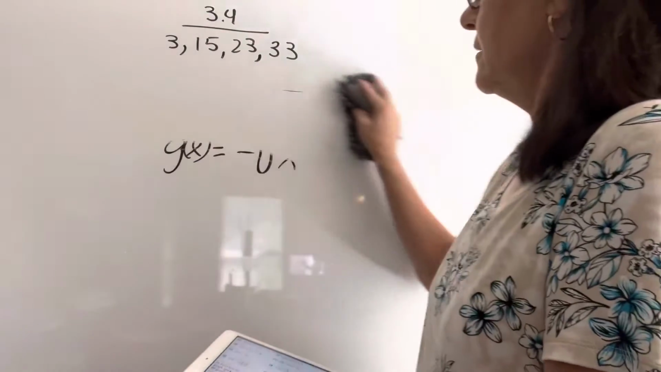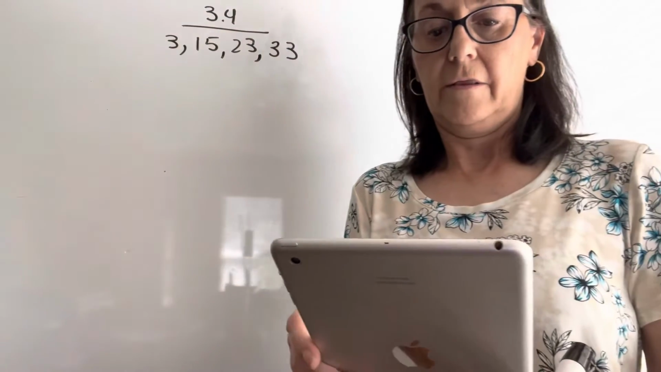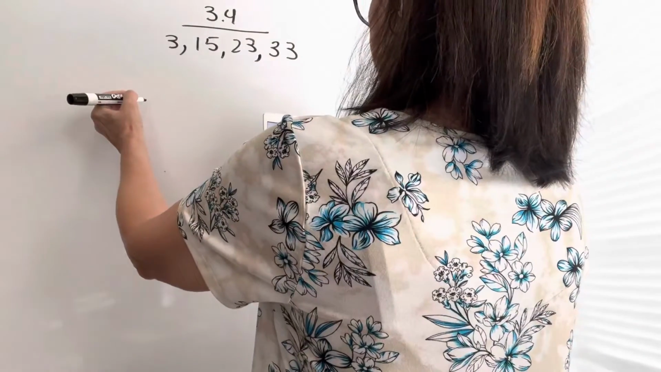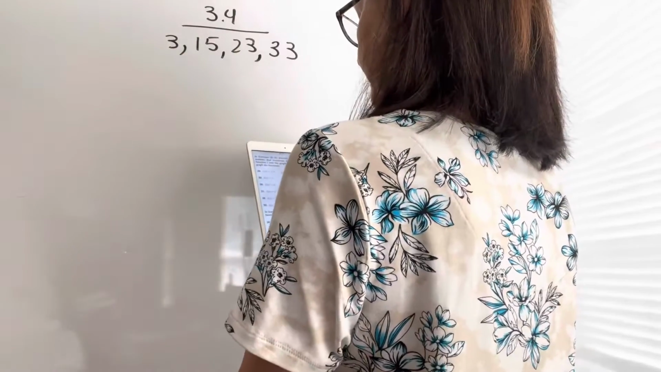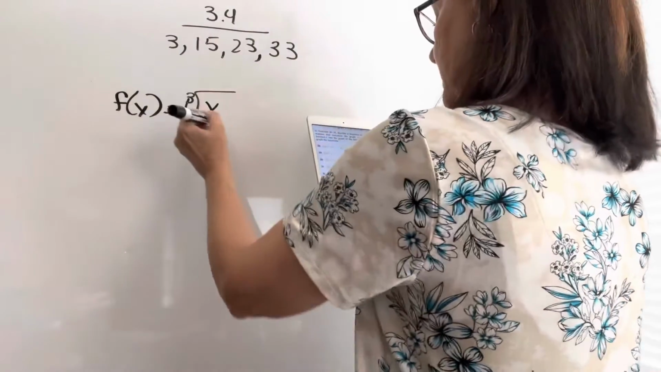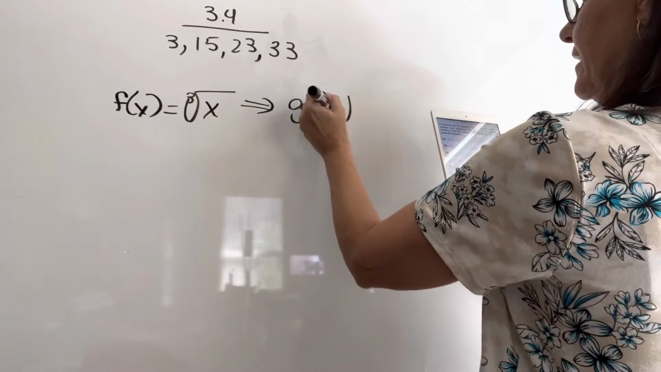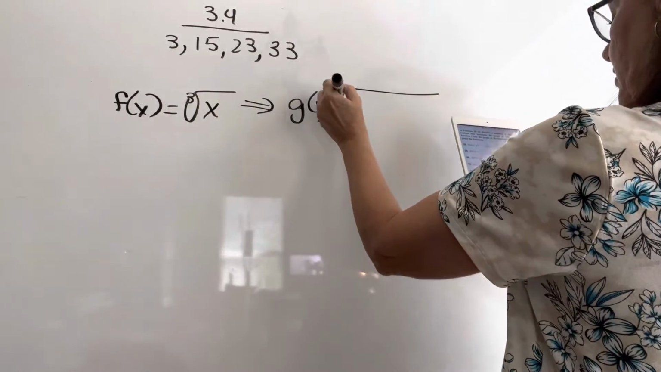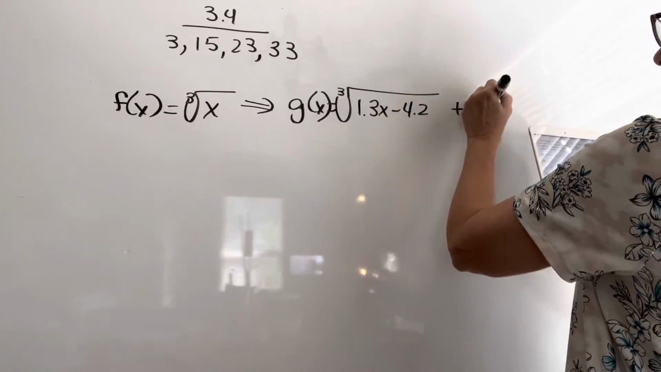All right. Was that number 23? Number 33. Number 33 says describe the transformations. All right, so we begin with f of x equals the cube root of x. That's the parent function. How do we get to g of x equals the cube root of 1.3x minus 4.2, plus 0.4? I'm going to need my calculator.